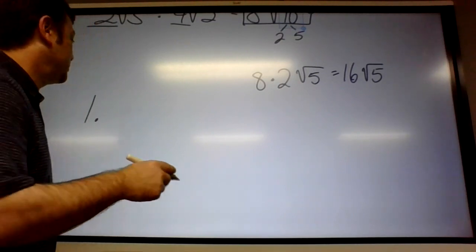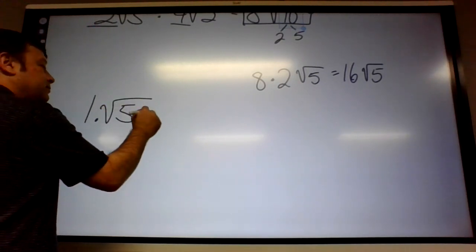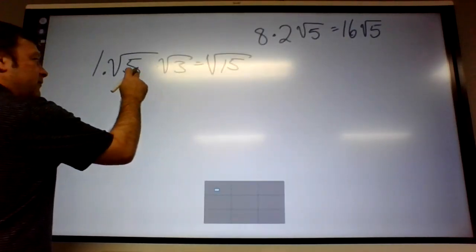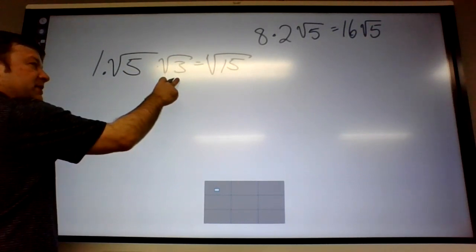Okay, Hank, what's square root of 5 times square root of 3? 15. Does that simplify? No. 5 and 3 are the only things that go into 15, and there's no doubles.